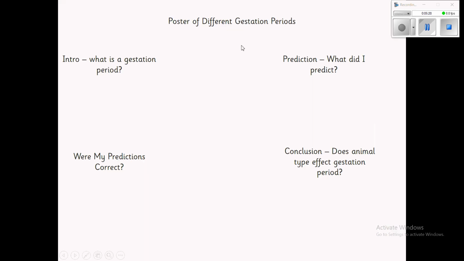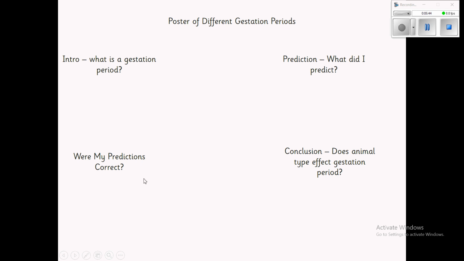So I've just shown a little example. I'm doing a poster. So that'll be my title at the top there. I like introduction, which would be like, what is the gestation period? Just to introduce the topic. And then you say what you predicted. So that's just literally what you predicted previously. Were they correct? So what did you get right? What did you get wrong?